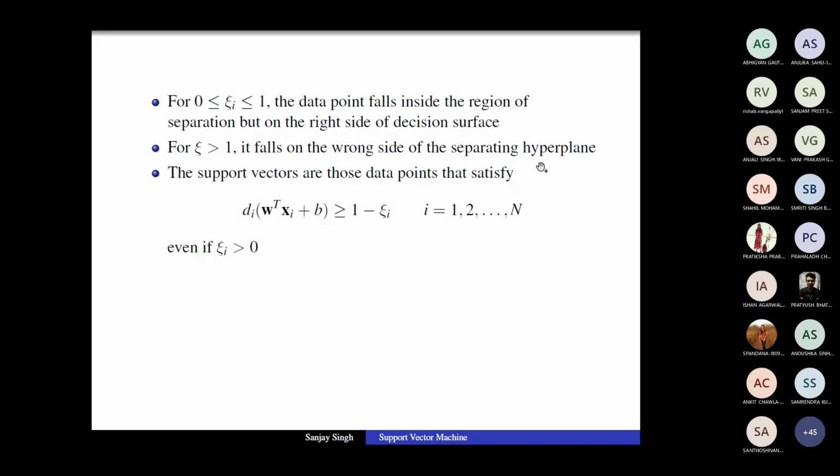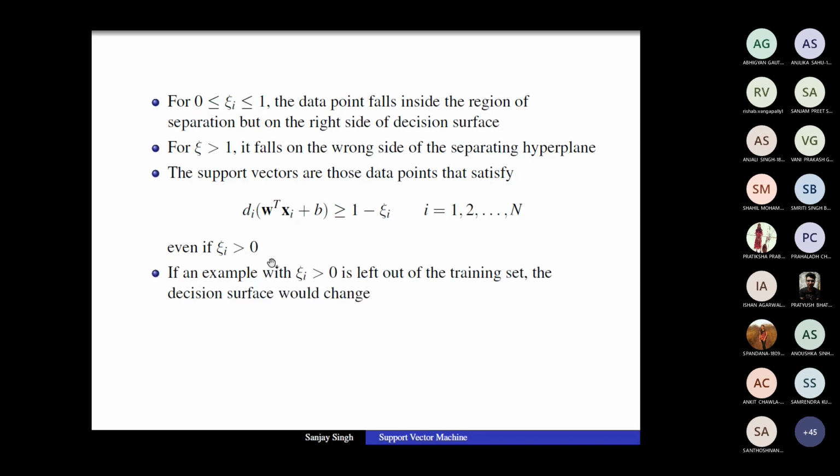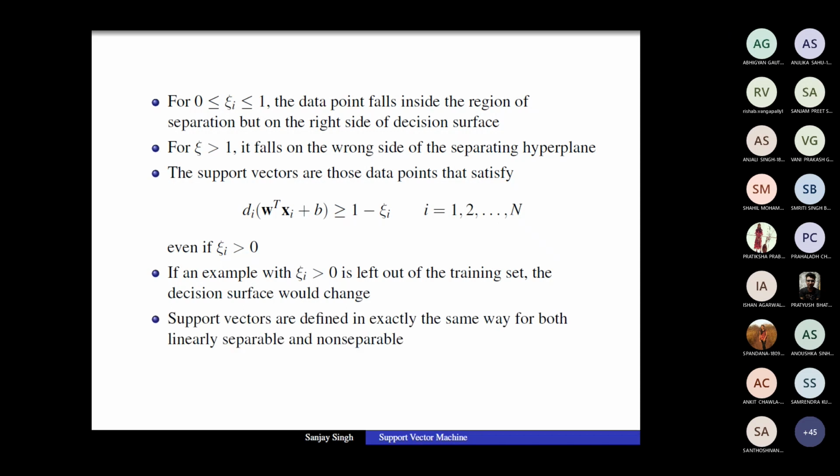So the support vectors are those data points that satisfy this condition in this particular scenario, even if z is greater than 0. Now, if an example with z greater than 0 is left out of the training set, if you remove it, the decision surface would change. Because if it has not been part of training, whatever decision surface you get will not capture the characteristics of the data which you are studying.